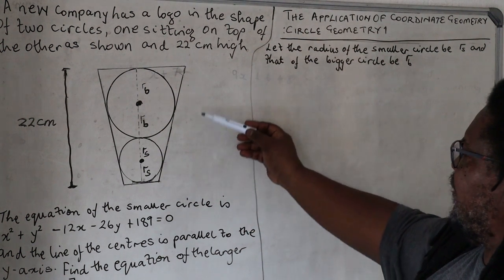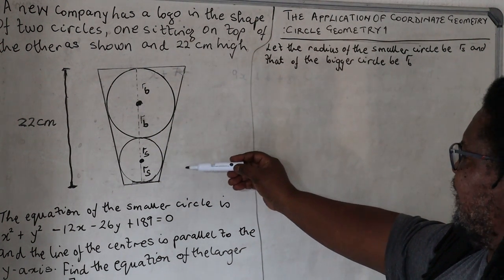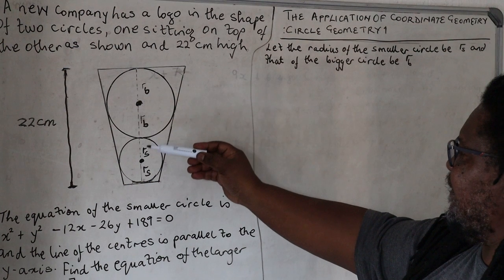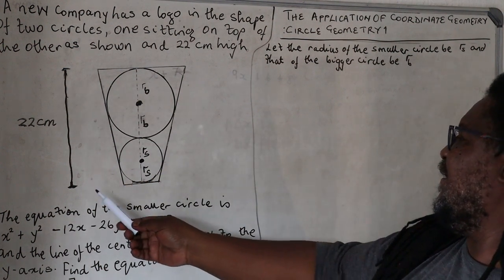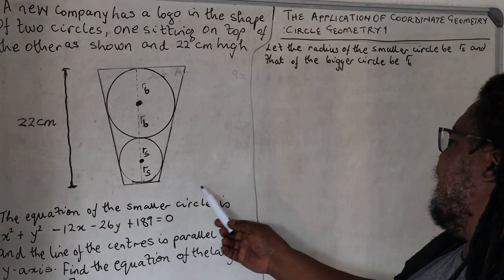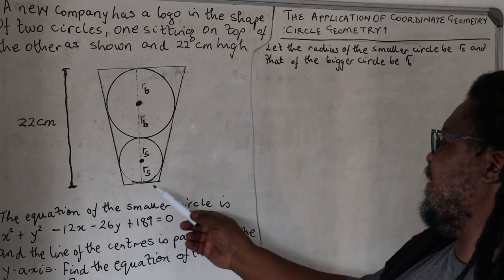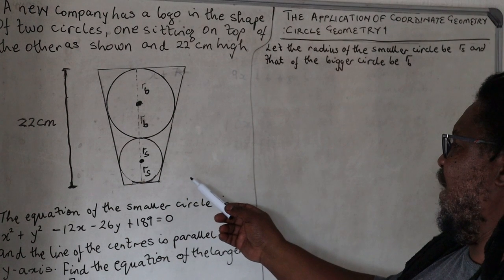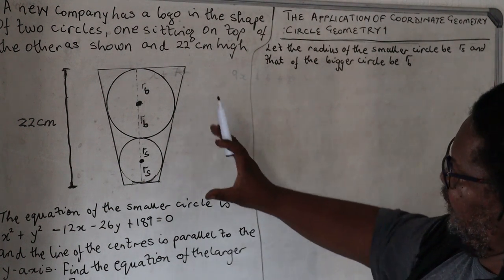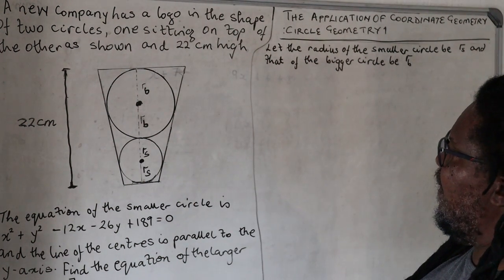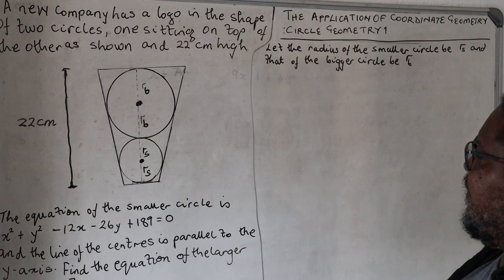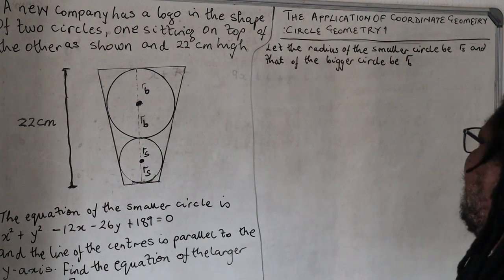Imagine that this whole shape is on a coordinate plane or a Cartesian plane, and this is some line which is y equal to some number. Don't assume that this line is y equals to 0. Just know that the whole logo is on a Cartesian plane.